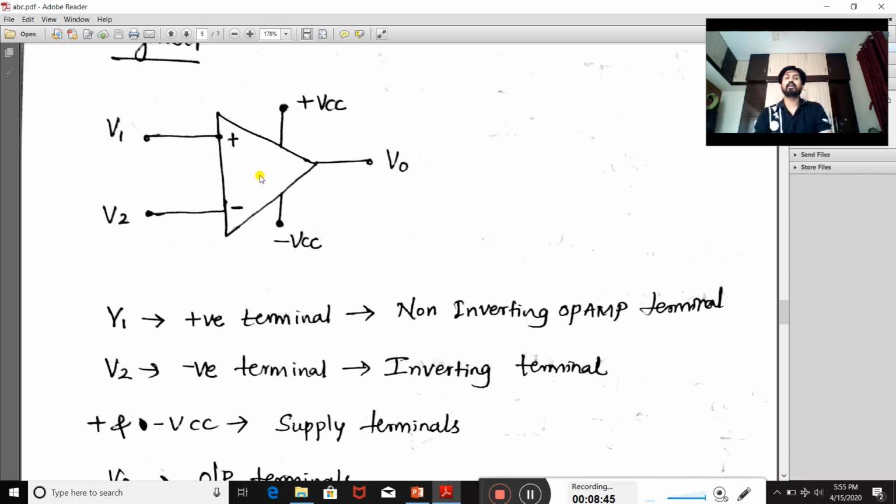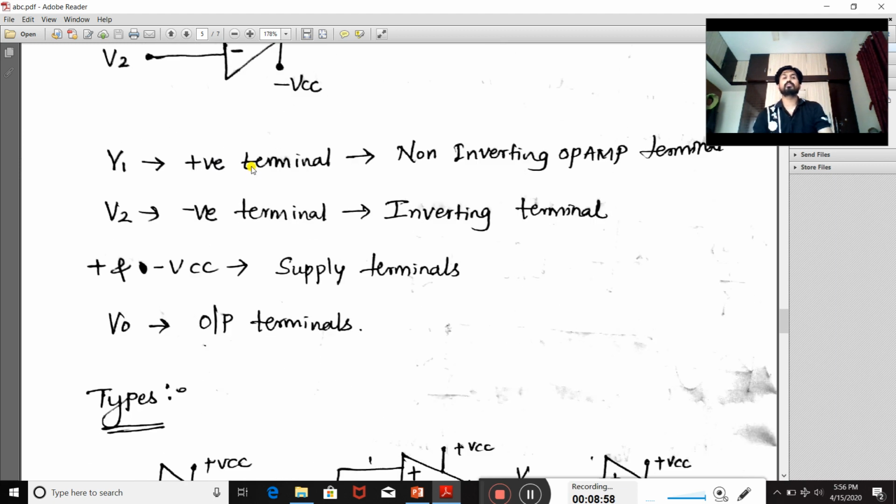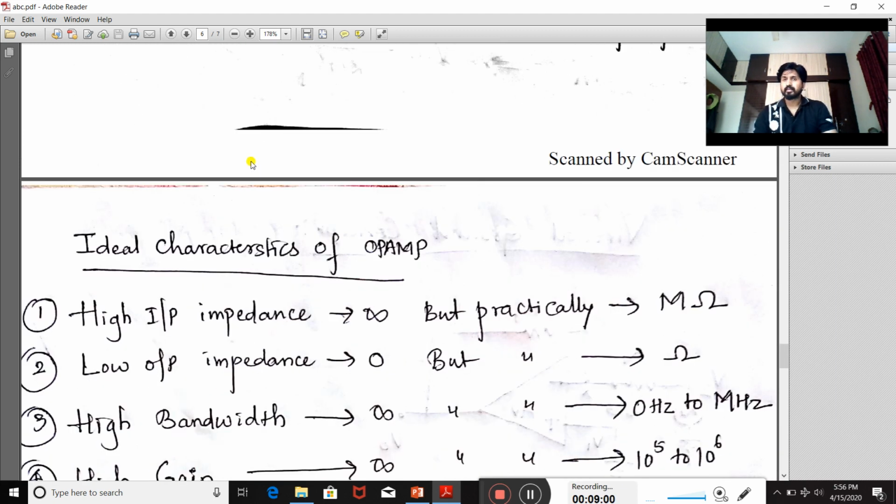If it is offering infinite resistance, the current flowing through this terminal will be 0 only. Here I is equal to 0. So no current is flowing through these terminals. That is the meaning of very high input impedance.